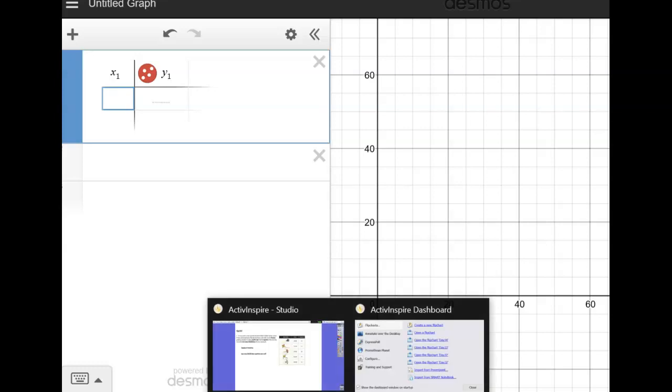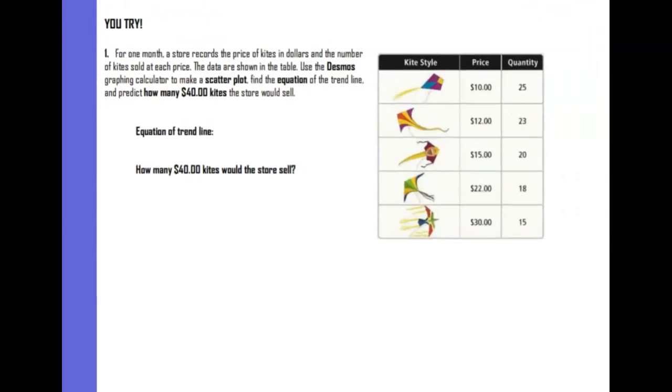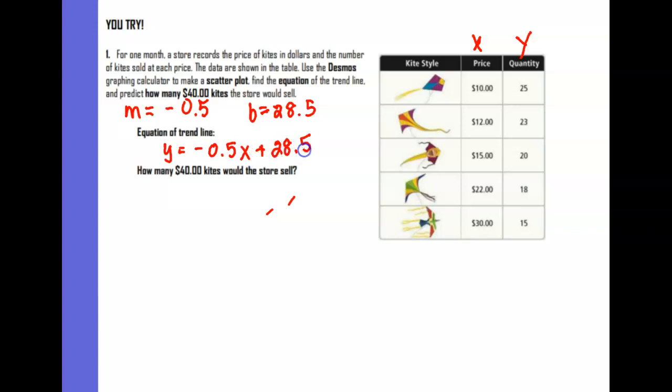So when you look at this, your input values will be your X values, your price, and your quantity is your output, your Y. So after you put those in, you can pause the video right now and put it in. You're going to find out that your M value is equal to negative 0.5, and your B value is equal to 28.5. So the equation of the trend line, or the line of best fit, would be y is equal to negative 0.5x plus 28.5.